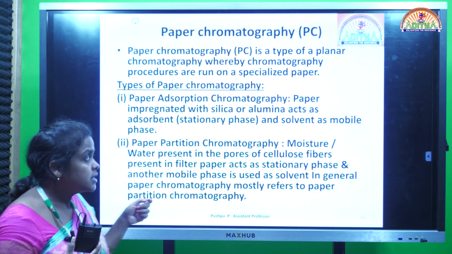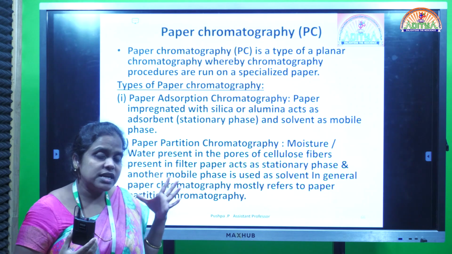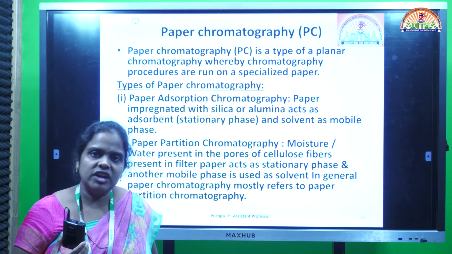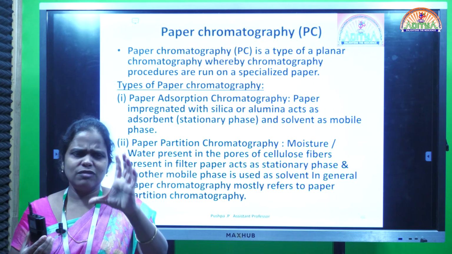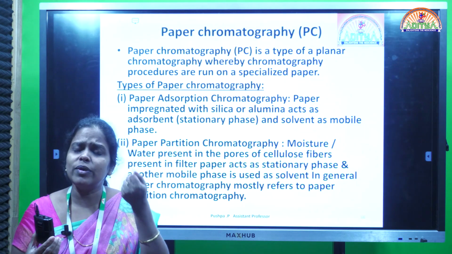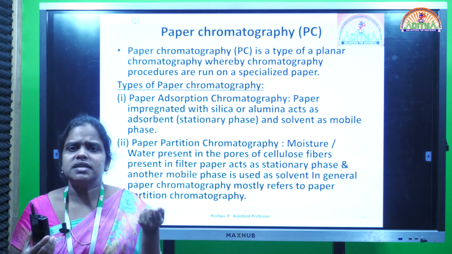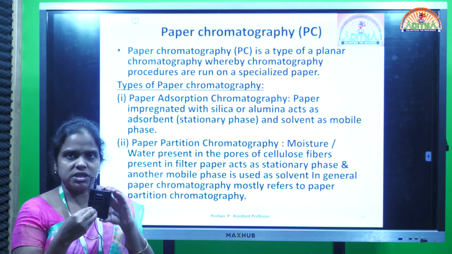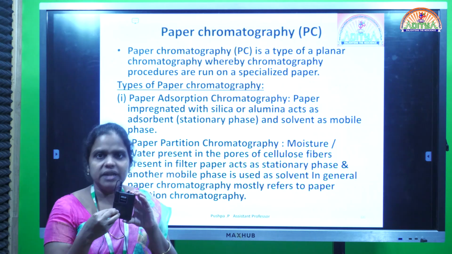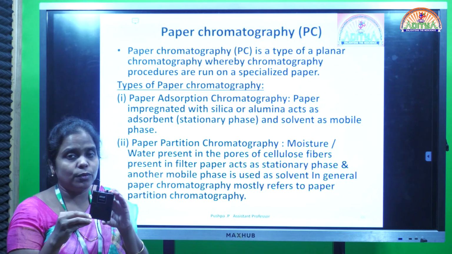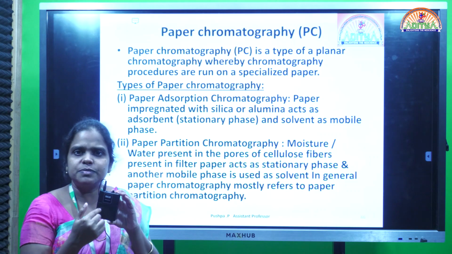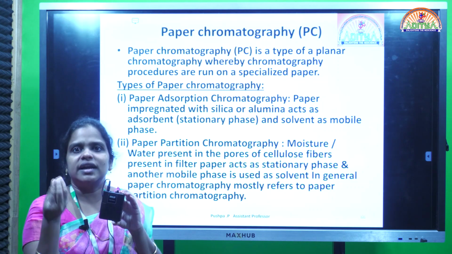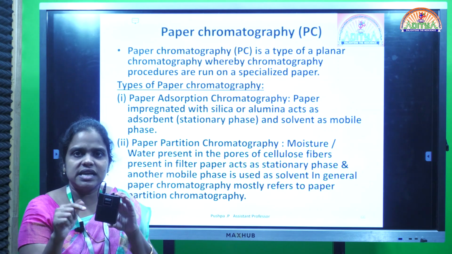See, what will happen is, here we take specialized papers like Whatman filter paper. Filter papers, you know, no? Whatman filter papers are also solids only. How can it act as a liquid stationary phase? In the Whatman filter paper there will be some pores. Inside the pores, cellulose fibers. That means Whatman filter paper is made up of cellulose fibers. Inside the cellulose fibers there will be moisture content. That moisture content will act as a liquid.